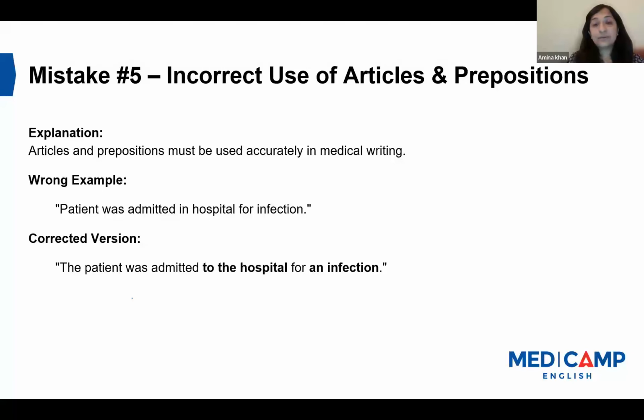Use of articles and prepositions, although articles definitely it's not possible to write sentences without articles. There are three different kinds of articles: a, an, and the. So you should have a clear understanding of how to use these articles. I'm quickly going to go through the example. Patient was admitted in hospital for infection. So admitted to the hospital.